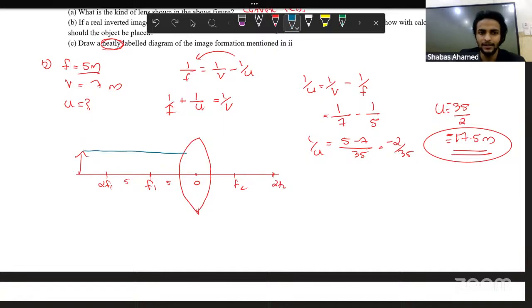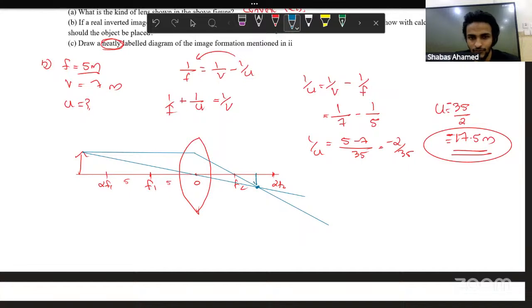A ray parallel to the principal axis, after refraction, will pass through the focus. It is passing through the focus. Now a light ray passing through the origin will go straight, like this. So we got the image formed here. This is the ray diagram. When you draw the ray diagram, these arrows are very important.